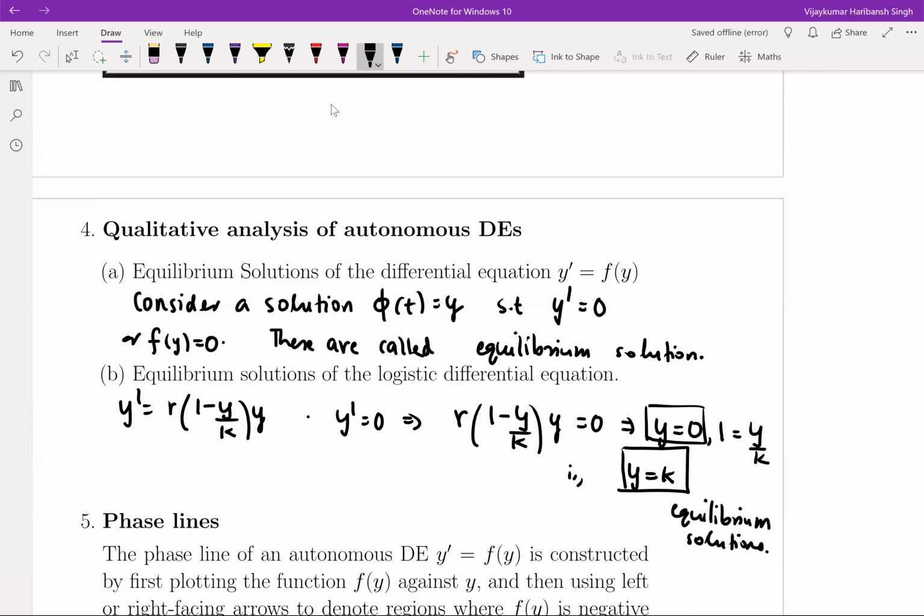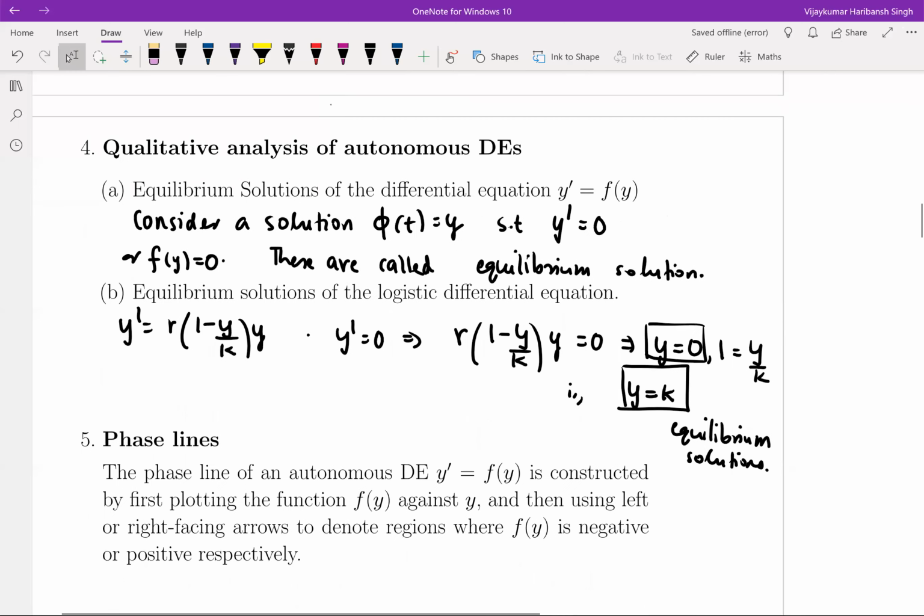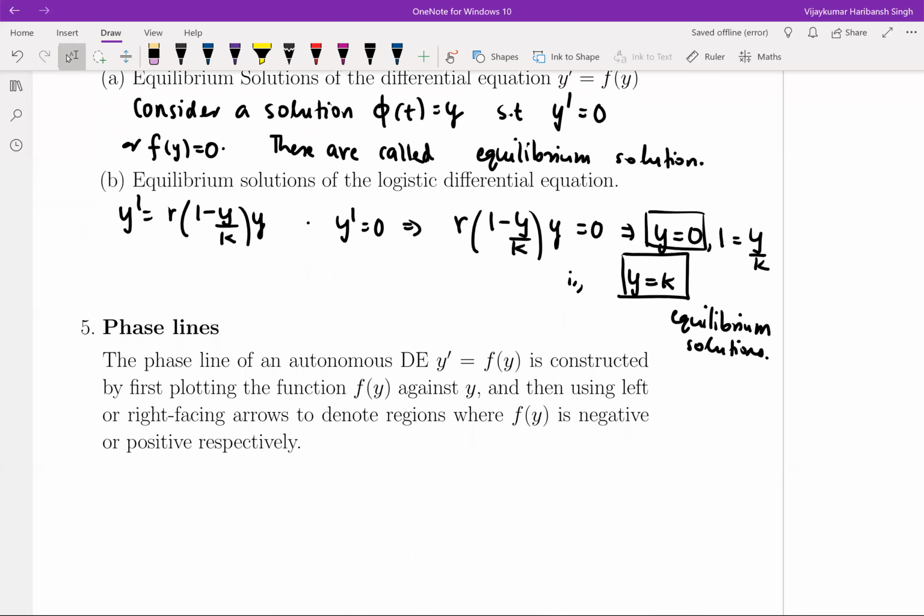So now we have found the equilibrium solutions. We'll try to understand the direction field of this autonomous differential equation. However, before that, we'll try to understand what are called phase lines. So what are these phase lines? Phase lines of an autonomous differential equation, y prime equals f of y, is constructed by plotting f of y against y and then using the left or right facing arrows to denote the region where f of y is negative or positive. So what does it mean? Let's draw one for this one.